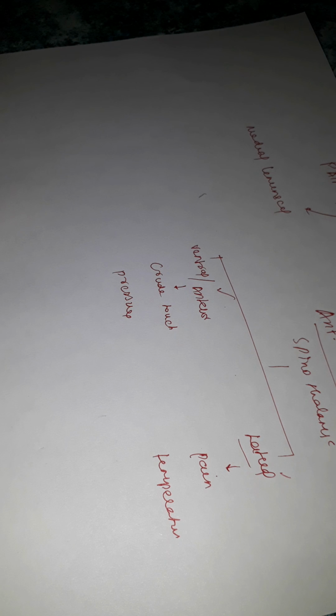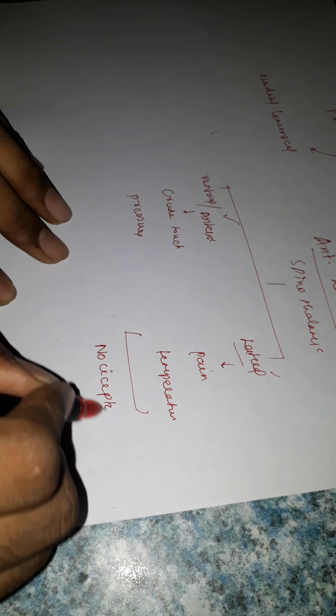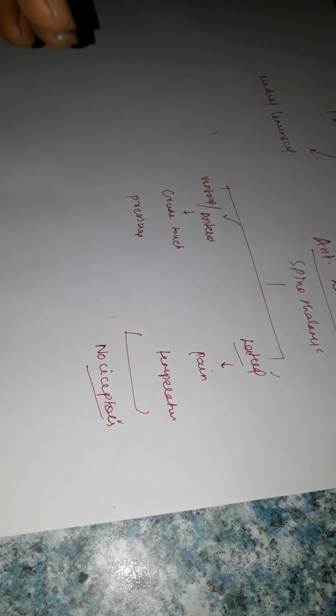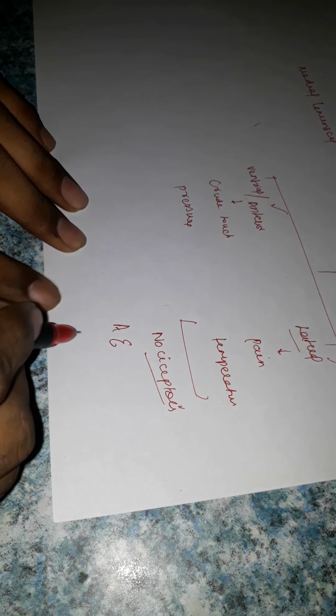If you look at any stimuli for the body to sense, it has to have some receptors, isn't it? Likewise, the receptors for pain and temperature are called nociceptors. The nociceptors detect the stimuli and carry them to the spinal cord via certain fibers, which we are going to discuss. The nociceptors can be of A delta and C fibers.